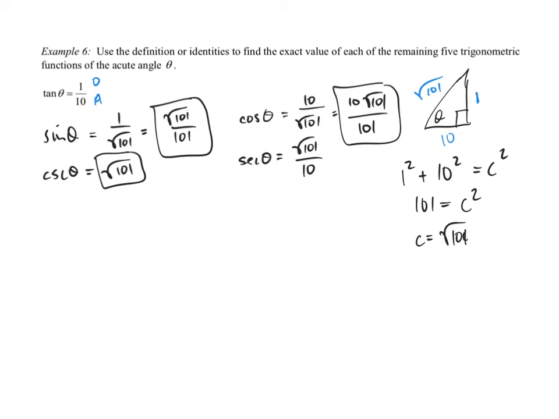Okay, tangent theta was already given to us in the problem, so the only thing left to do is cotangent theta, and cotangent theta is the reciprocal of tangent, so the reciprocal of 1 over 10 is going to be 10 over 1, or just 10.